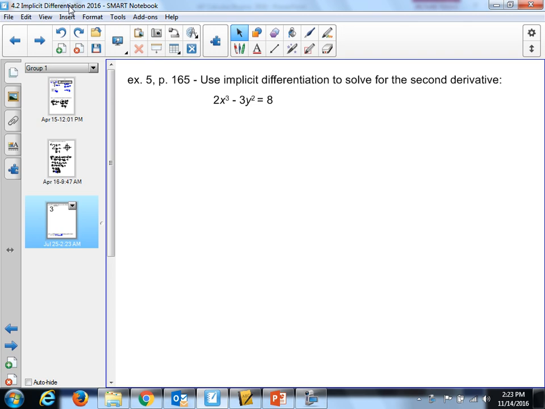4.2 differentiation, implicit differentiation. Last example, though. So this is from the textbook. Use implicit differentiation to solve for the second derivative. So we're going to find the derivative, and the second derivative just means do it again.